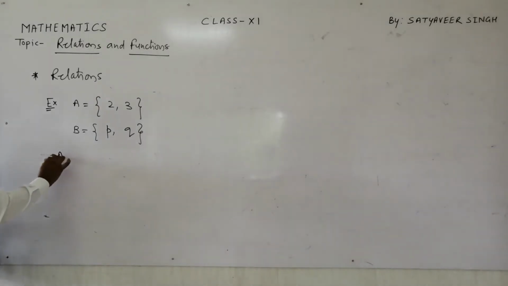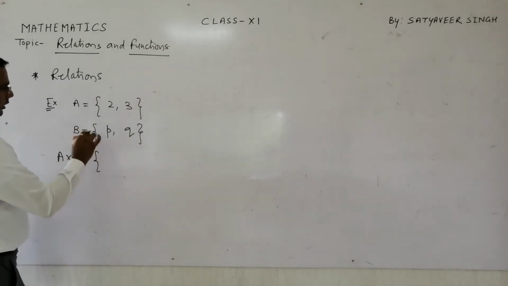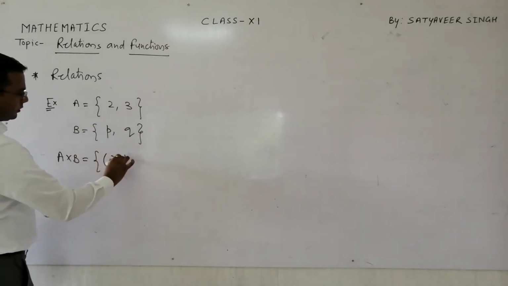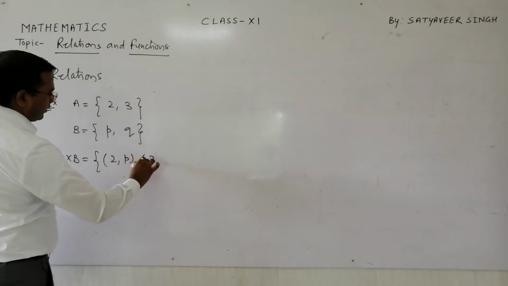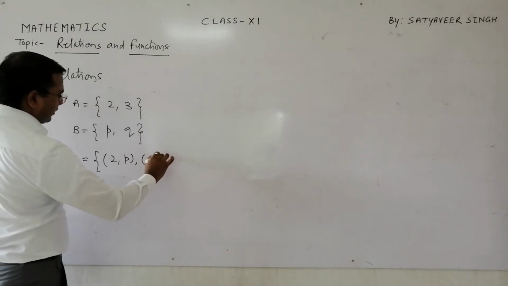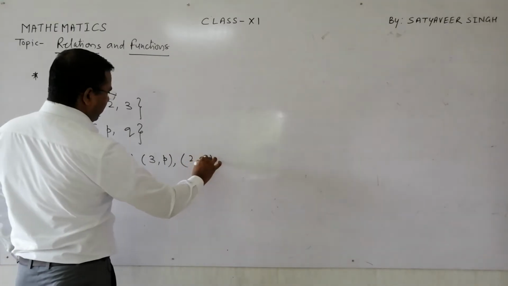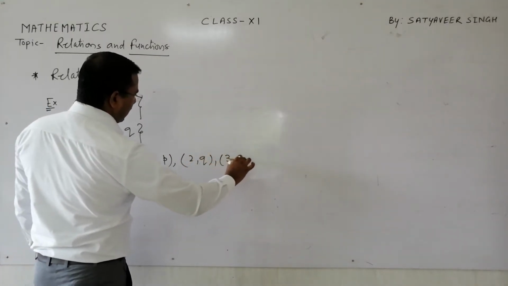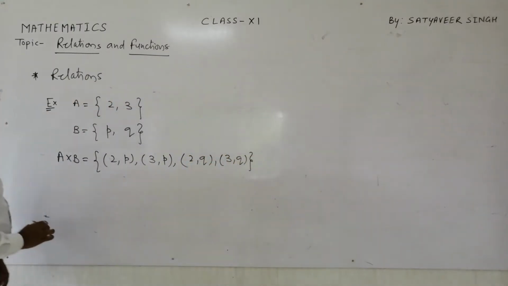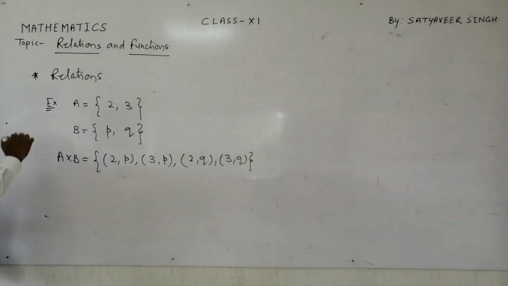and if I am finding the Cartesian product of these two sets, I'll get here 2 comma P, 3 comma P, and 2 comma Q, 3 comma Q. So these are the elements of the Cartesian product. See student, what is the relation? Now you will understand easily.